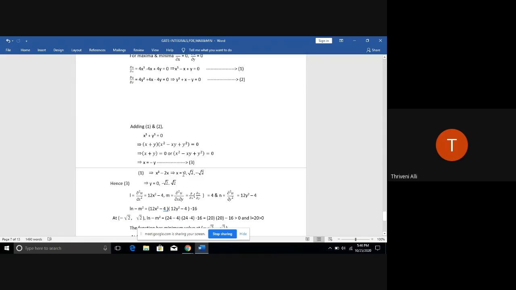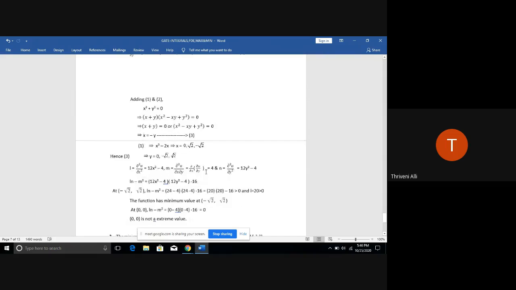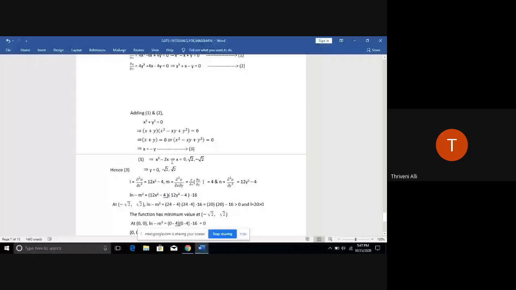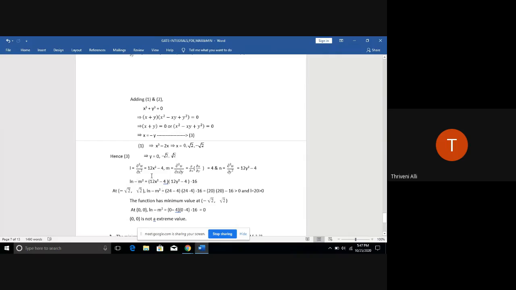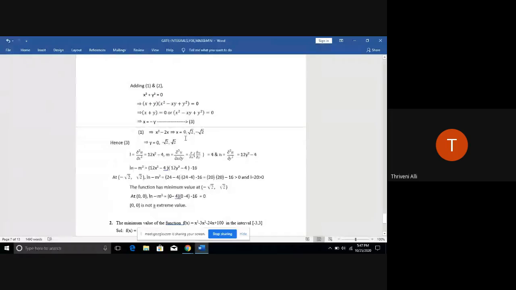Next, find out L, N, M. L is ∂²u/∂x², N is ∂²u/∂y², and M is ∂²u/∂x∂y. Now find out LN minus M square, which means L into N product minus M square. We will check at these points. What are the stationary points here first of all? 0 comma 0, root 2 comma minus root 2, minus root 2 comma root 2. These are the stationary points.